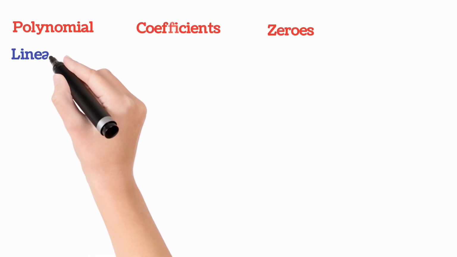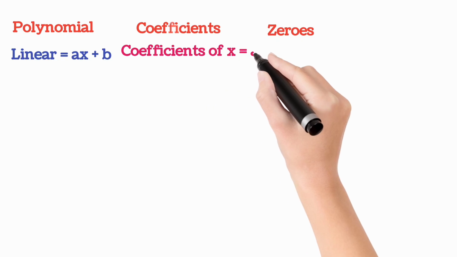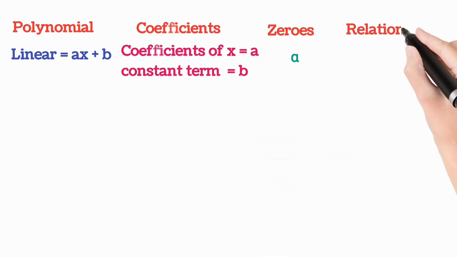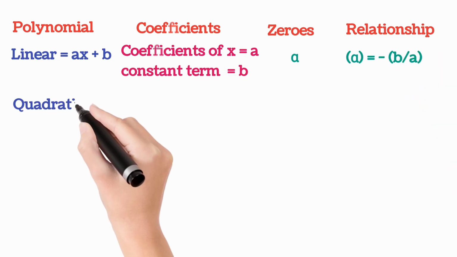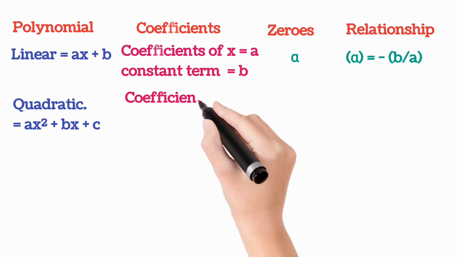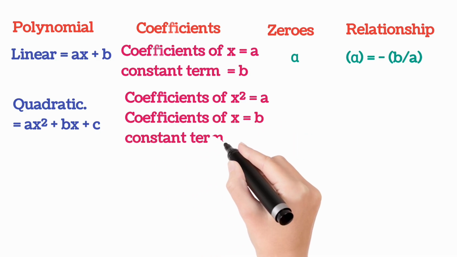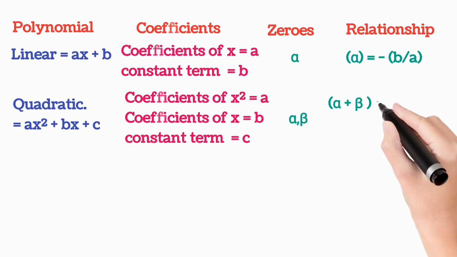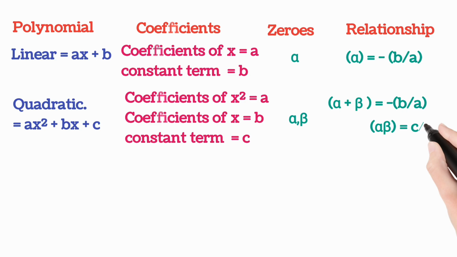For linear polynomial ax plus b, coefficient of x is a, constant term is b, alpha is the zero, then the relationship is alpha equal to minus b by a. For quadratic polynomial ax square plus bx plus c, coefficient of x square is a, coefficient of x is b, and constant term is c. If alpha and beta are zeros, then alpha plus beta is equal to minus b by a, and alpha into beta is equal to c by a.